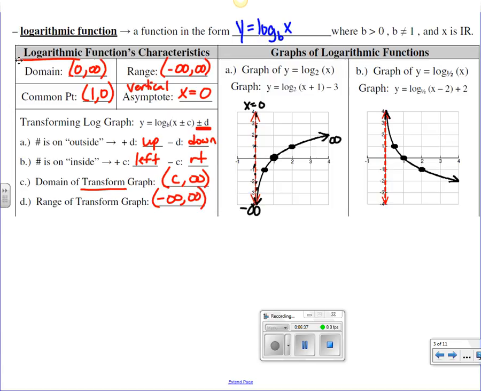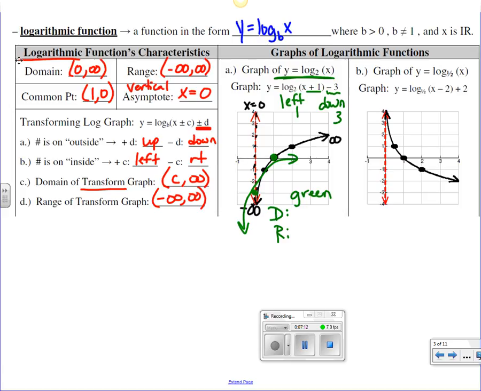Okay, let's do these two examples. They've already graphed this one for you. It's in black. And now we have to do some transformations. So the minus 3 makes it go down 3. And the plus 1 makes it go left 1. So start at your point right here, 1, 0, and go left 1, down 3. And you're going to draw a new curve. And we need to give the domain and range of the green one.